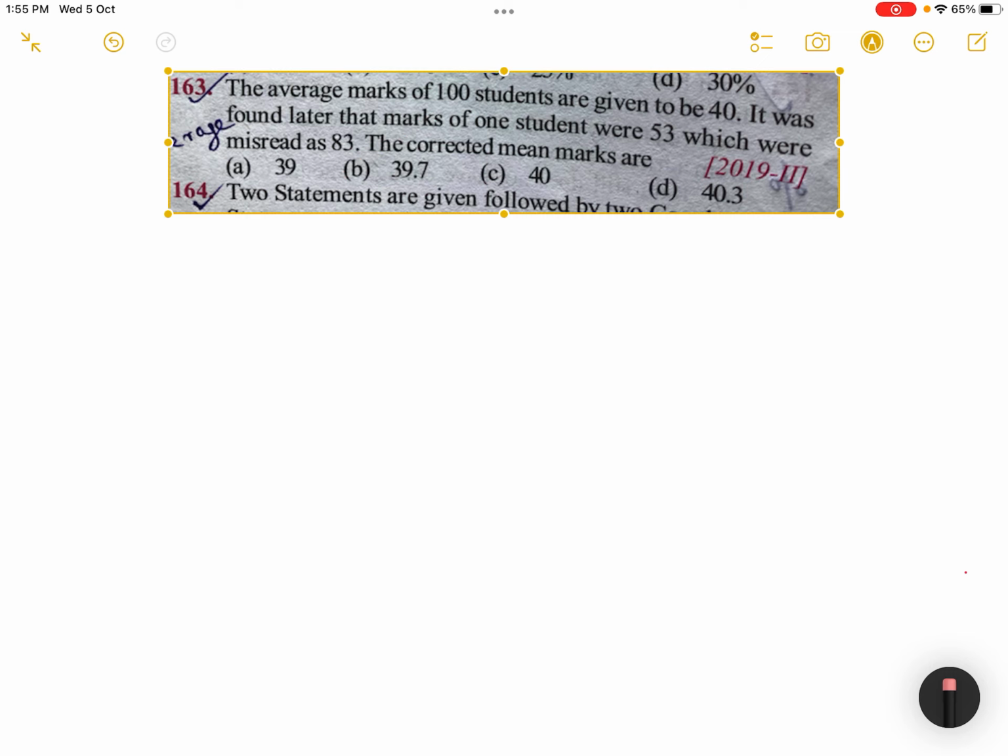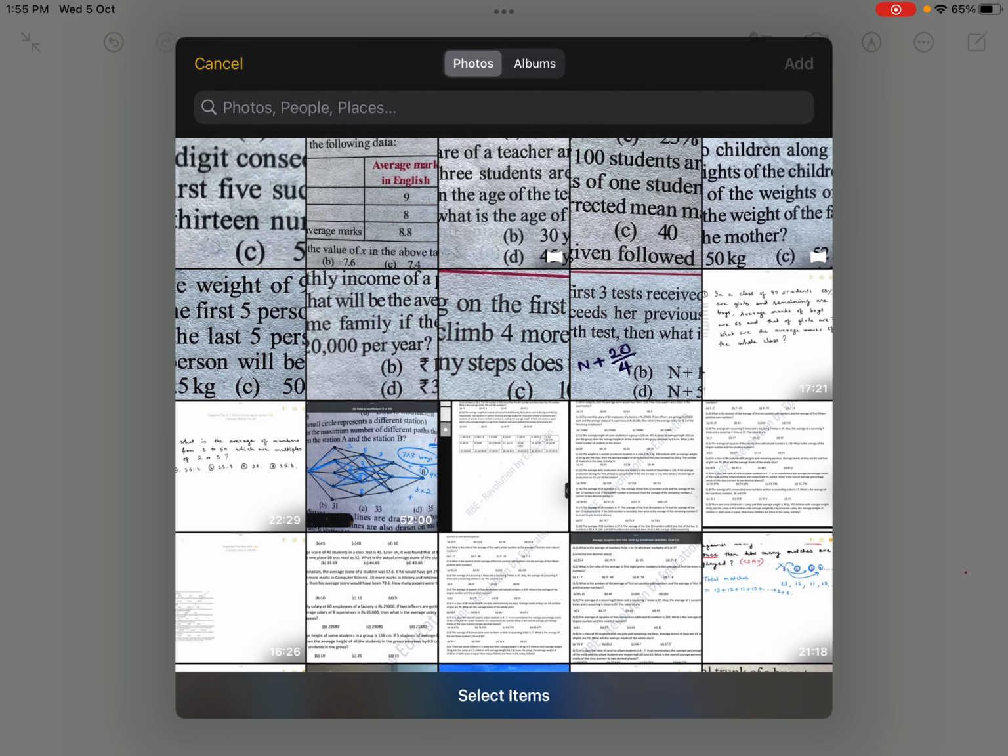You would correct the sum, okay? That's the trick. Okay, the next question.